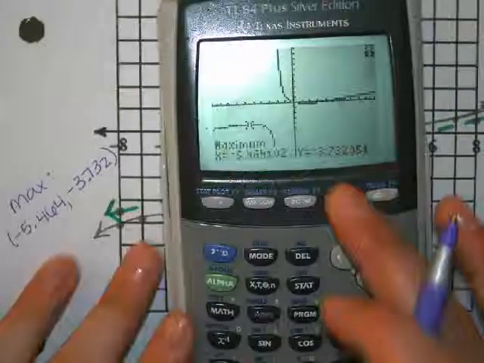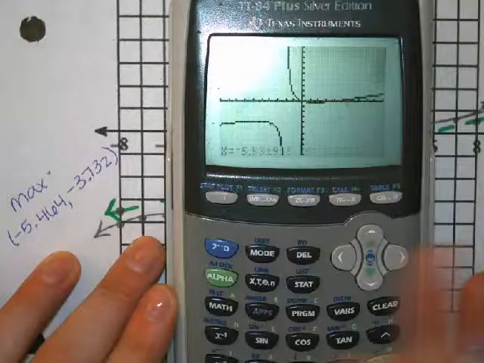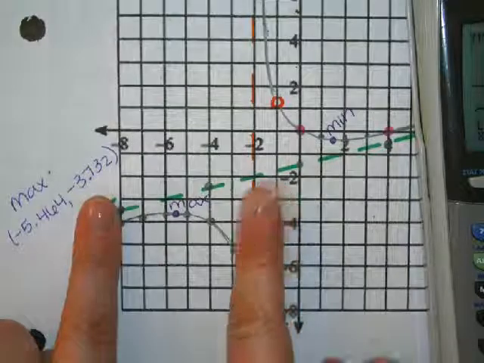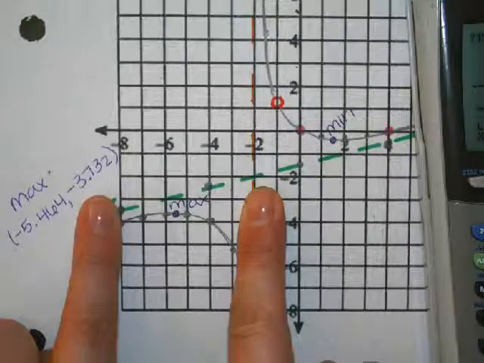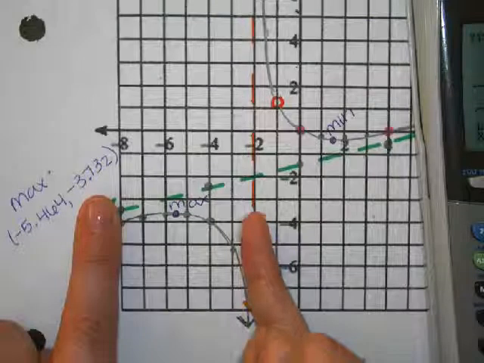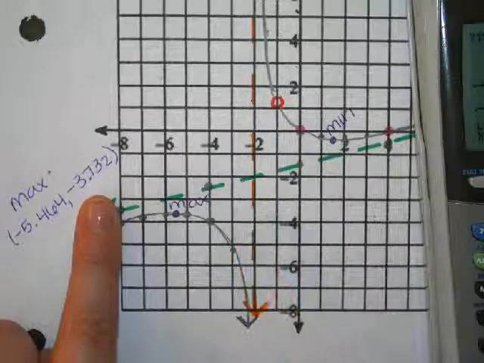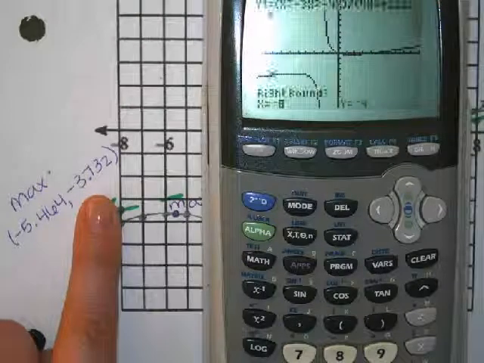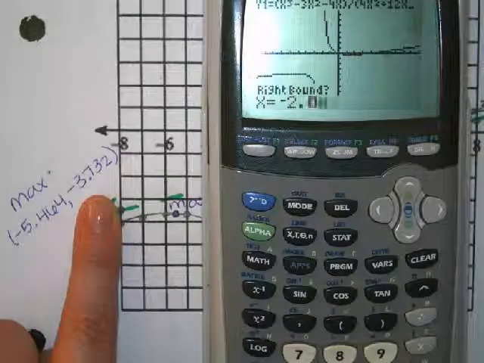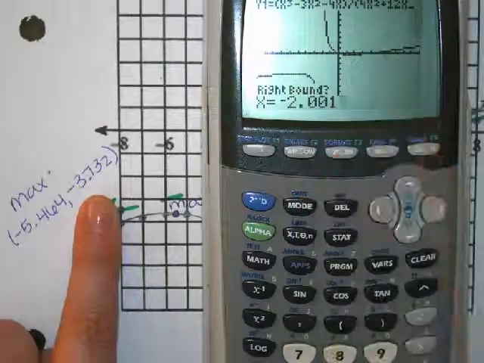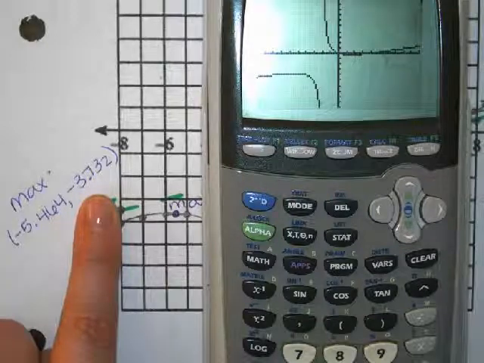So I would do second trace, number 4. I'm looking on this side of the graph, so I want to look between -8 and -2. My calculator didn't like it when I tried to type -2, so I chose a number that was a little bit off of the asymptote, but still very close to it. So for my left bound, I did -8, and then for my right bound, I did -2.001. It's very close to the asymptote, it's just a little bit on the other side of it, and then my calculator was able to find it for me.